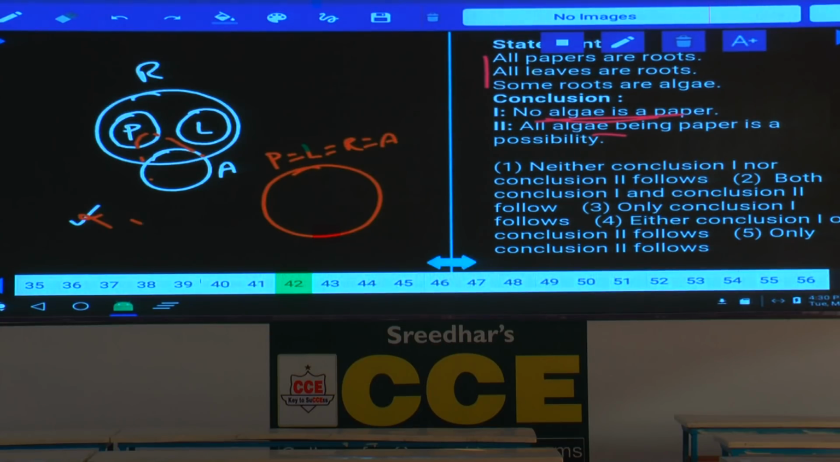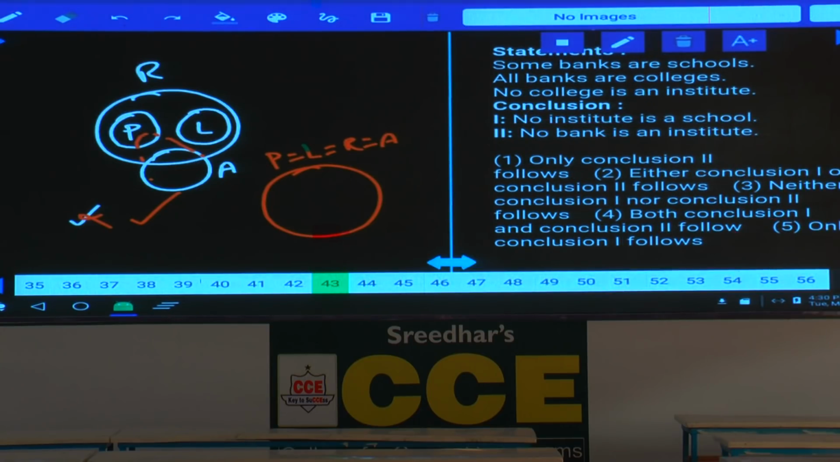Now in this one all the remaining comes under this category. Hence it is possible. Then what is your answer? Only 2 follows. Only 2, choice please. Only 2, that is choice 5. That was question 42.